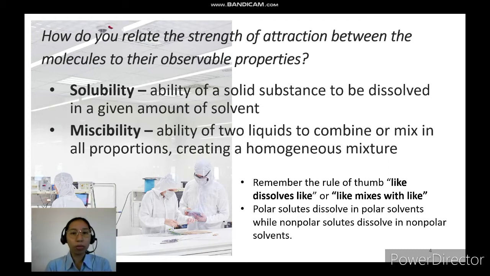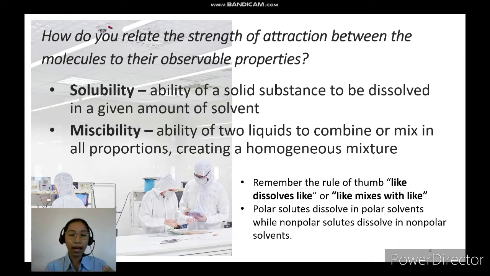Solubility is the ability of a solid substance to be dissolved in a given amount of solvent, whereas miscibility is the ability of two liquids to combine or mix in all proportions, creating a homogeneous mixture. In simpler terms, solubility is the capacity of your solid to dissolve in your liquid, whereas miscibility is the ability of your two liquids to mix. Okay? Solubility: solid and liquid mix. Miscibility: liquid and liquid mix.